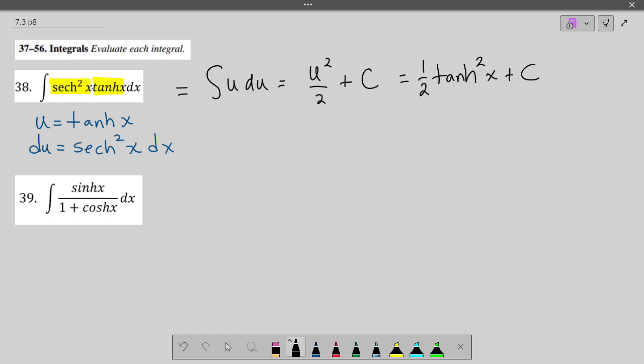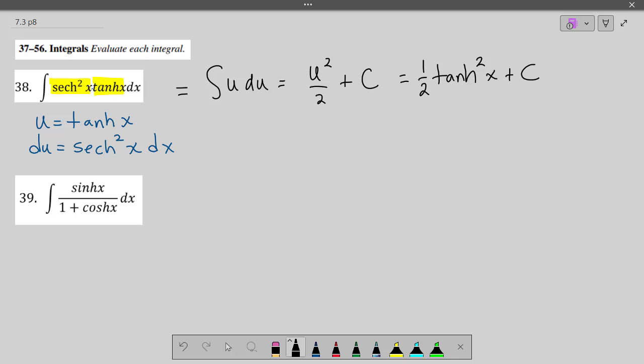Same is true for a quotient. Most of the time, our quotients we've been using substitution for. So when you look at that second one, what are you thinking? If you were going to let u be something, what would you let u be? 1 plus cosh. Yep. We want it to be the denominator. Usually we want it to be the inside of something. The angle, inside the exponent, inside the square root.